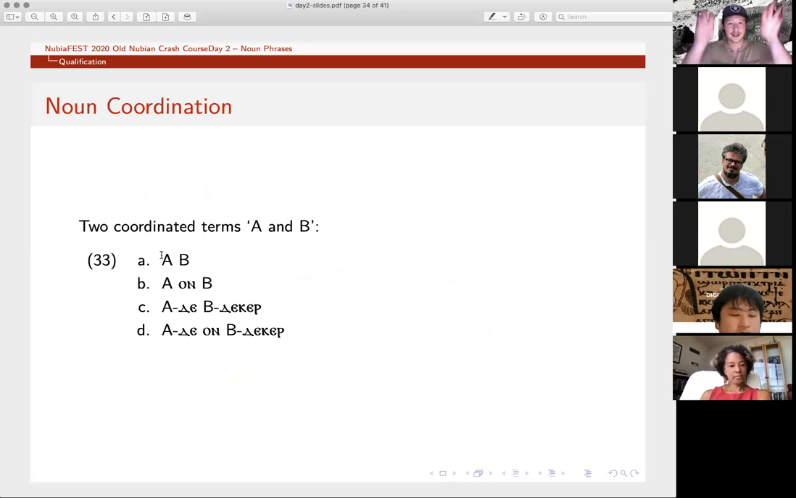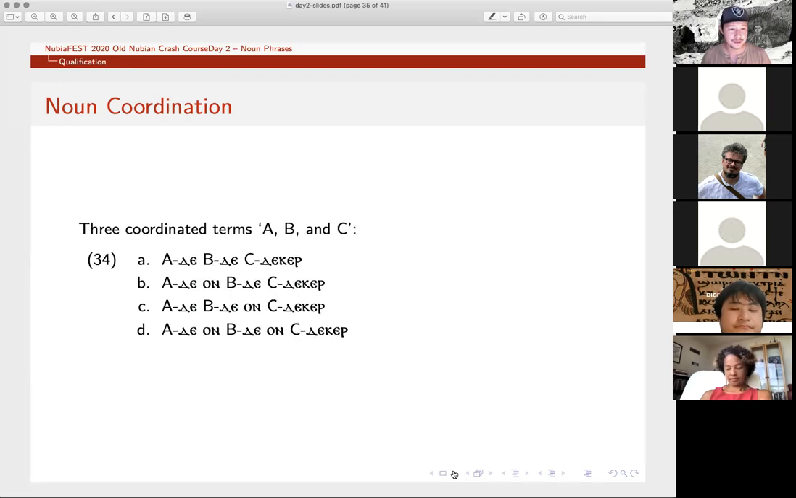You can just put the nouns one next to the other. That's okay. You can use a conjunction on in between. You can use the suffixes de and deker. And you can use a combination of de and deker plus on. And we actually find all the variations and combinations of these types. You can see here also with three: de, deker, de, on, deker.